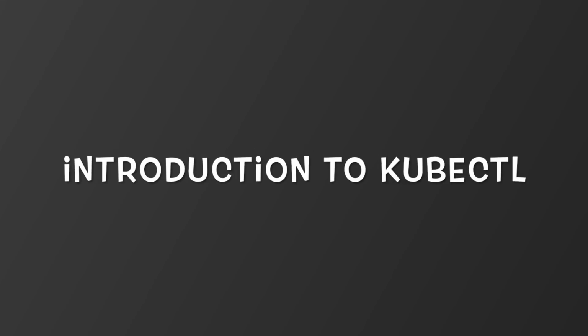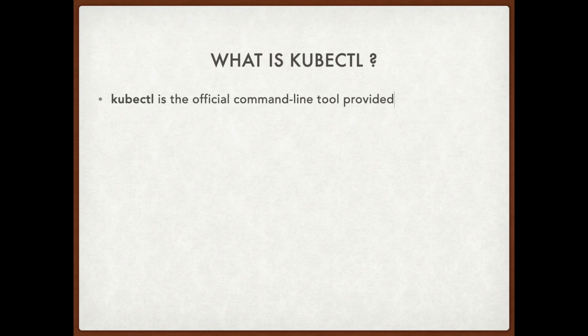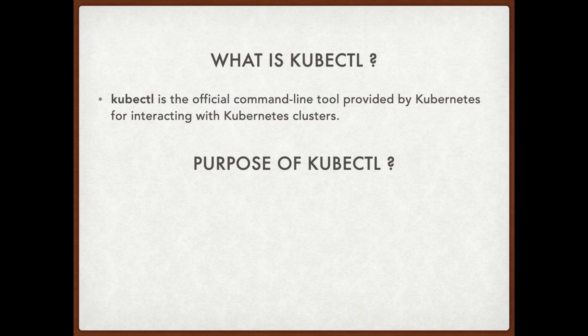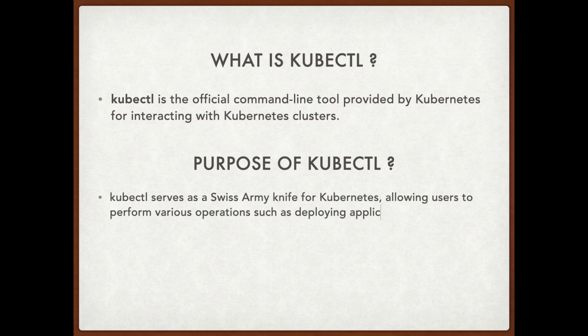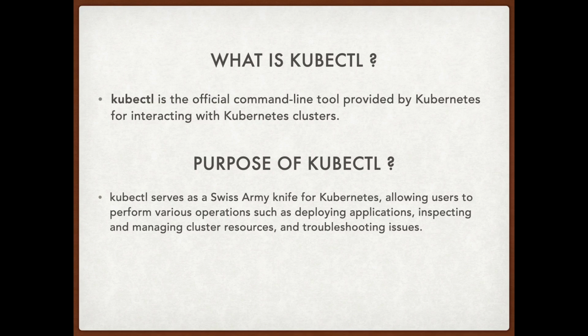Introduction to kubectl. What is kubectl? Kubectl is the official command line tool provided by Kubernetes for interacting with Kubernetes clusters. Purpose of kubectl. Kubectl serves as a Swiss Army knife for Kubernetes, allowing users to perform various operations such as deploying applications, inspecting and managing cluster resources, and troubleshooting issues.